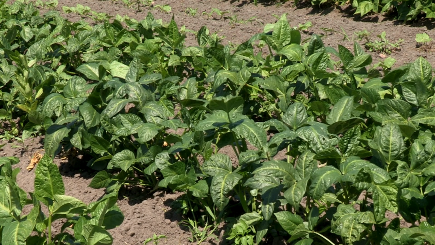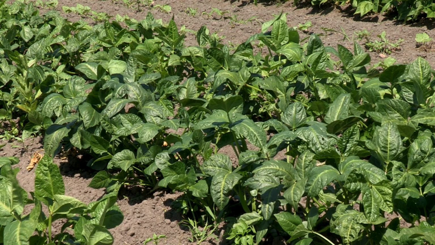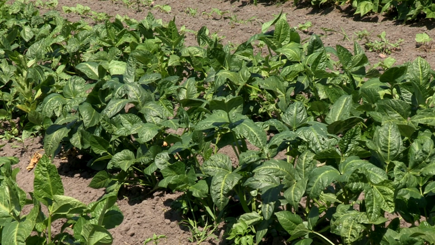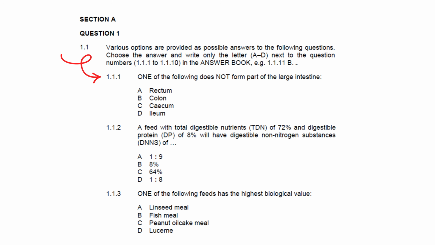We are going to start with our first question in section A, question 1.1, the multiple choices. I'm going to read through the question and give you the correct answer, and if possible I am going to explain why it's the answer.